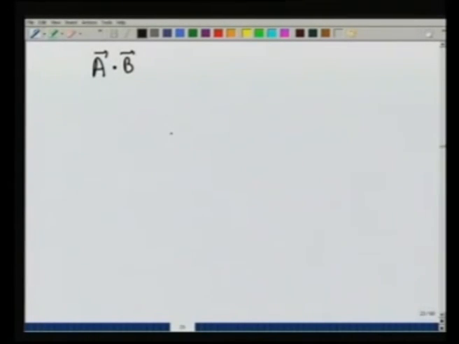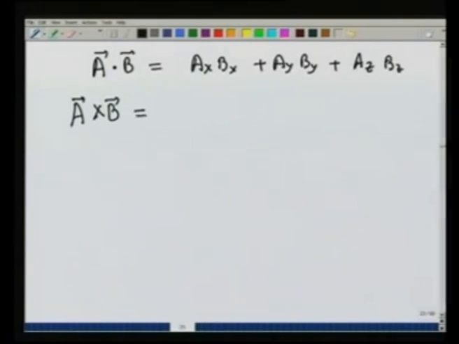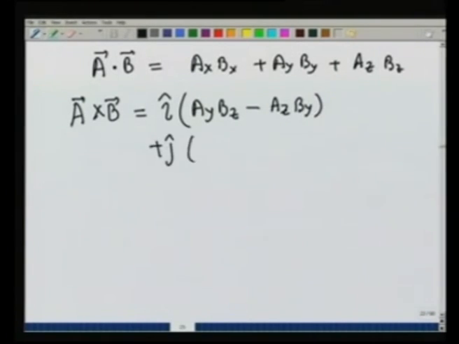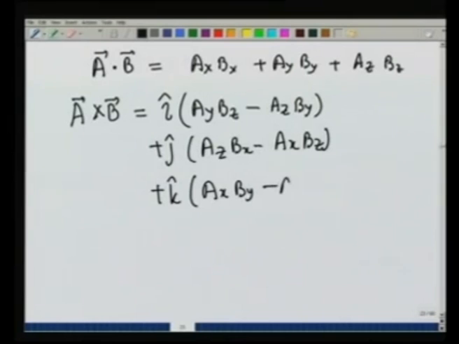You already know from your intermediate 12th grade that there are two kinds of products: a dot product, which is a scalar product, which is given as the sum of a x b x plus a y b y plus a z b z, and the cross product A cross B, which is a vector quantity, which is given as i times a y b z minus a z b y in x direction, plus j times a z b x minus a x b z in y direction, plus k, the component in z direction, which is a x b y minus a y b x.